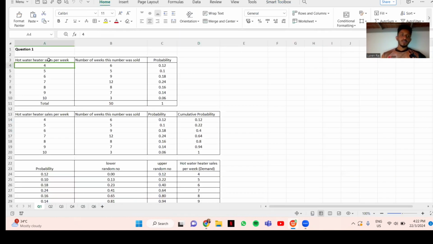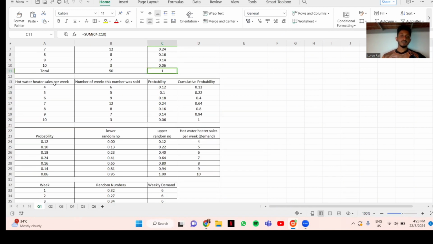So these are the columns of hot water heater sales per week and number of weeks this number was sold. This column has been given in the question itself. To find the probability, the number of weeks this number was sold is divided by the total. The same goes for all of 4, 5, 6, 7, 8, 9, 10, and then this column divided by this, we will get the probability. Then we add all these to get the sum, which is SUM C4 to C10, and we get the total number.